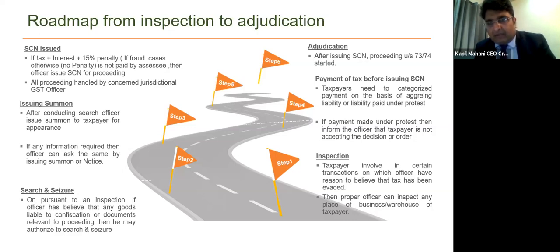And in case the assessee does not deposit, or deposits only a partial amount and asks for a show cause notice to be raised, then after the show cause notice there is an adjudication procedure wherein the tax, interest and penalty, if any, are required to be paid. We will discuss that aspect as well.